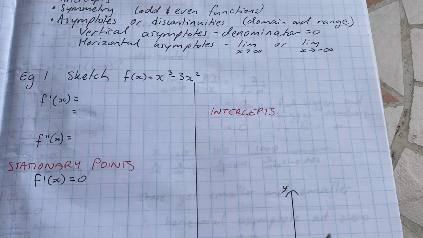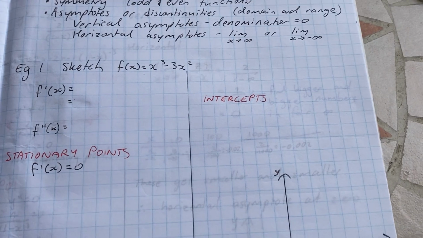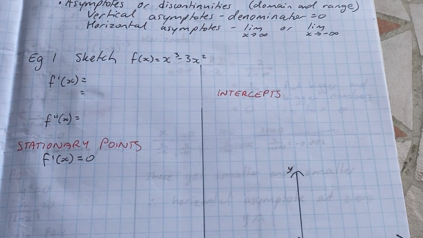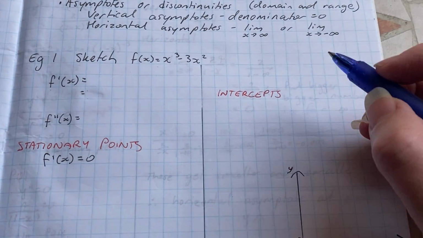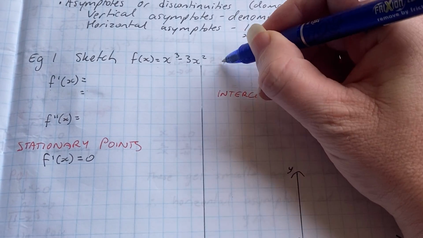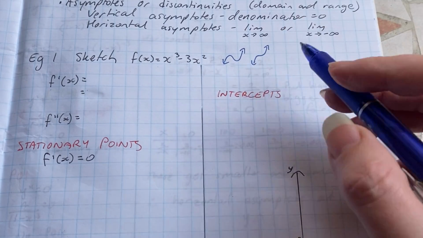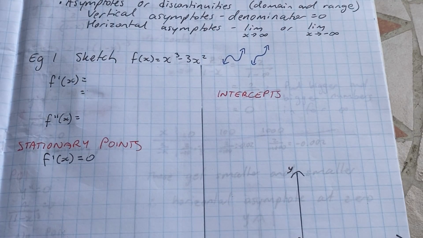So example 1 is to sketch f of x equals x cubed minus 3x squared. So the first thing we want to do is think in our head, what does this look like? Now as a cubic function, a positive cubic function, it's going to have that general shape. It is possible it could be like that, but that's the general shape. And it's good to know that in your head. So domain and range are negative infinity to positive infinity for both.